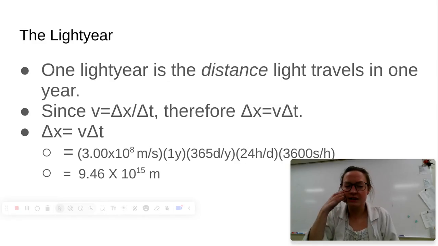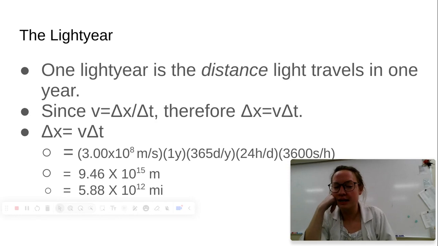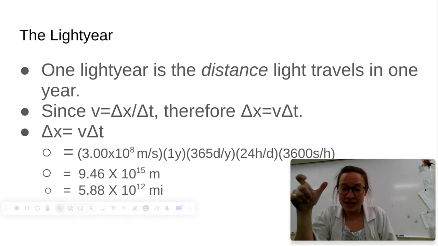Students sometimes have a struggling time kind of conceptualizing meters. So we can take a look at this in miles. It's 5.88 times 10 to the 12th miles, which once again is nearly impossible to conceptualize. But that's the distance of a light year.